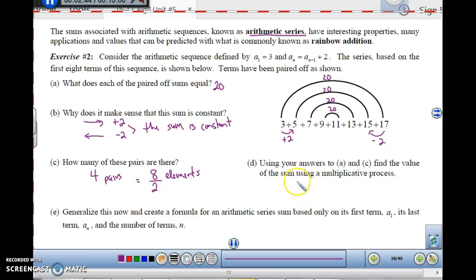Okay, so what was my sum? My sum was 20, right there. How many pairs of 20 do I have? I have 4 pairs of 20. So what should the sum of the sequence be?